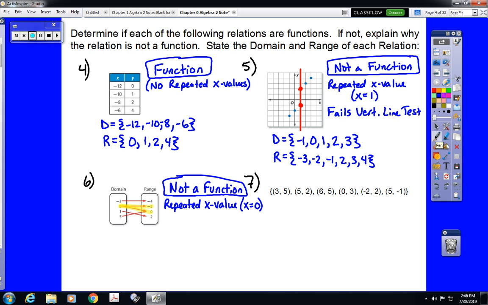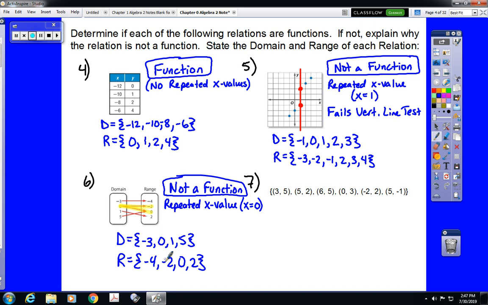Okay, so then we're going to list our domain and our range. Again, from a mapping, this should be extremely easy because all we're doing is listing the numbers from each bubble. The domain would be negative 3, 0, 1, and 5. And the range would be negative 4, negative 2, 0, and 2, the numbers from the range bubble.